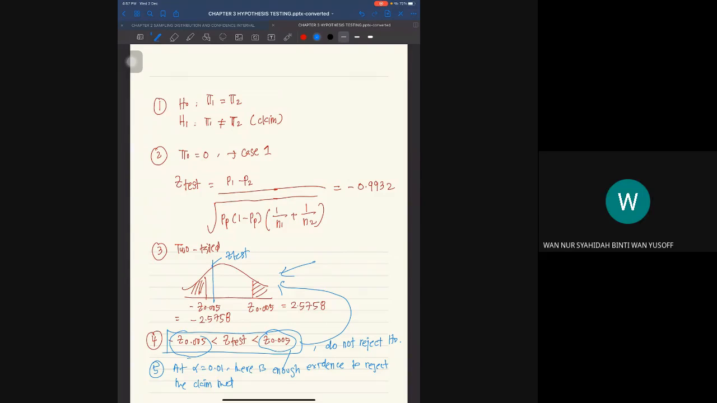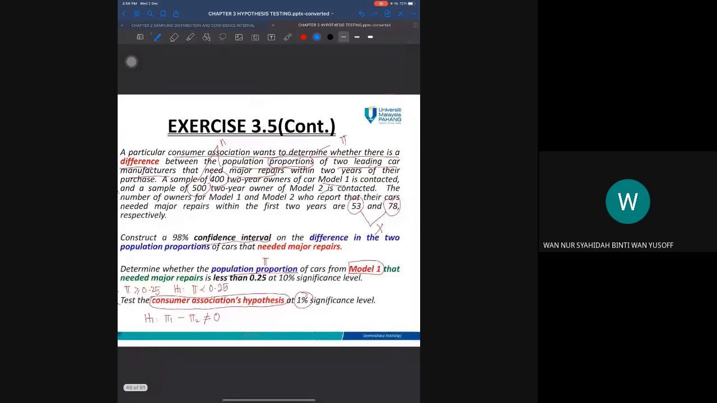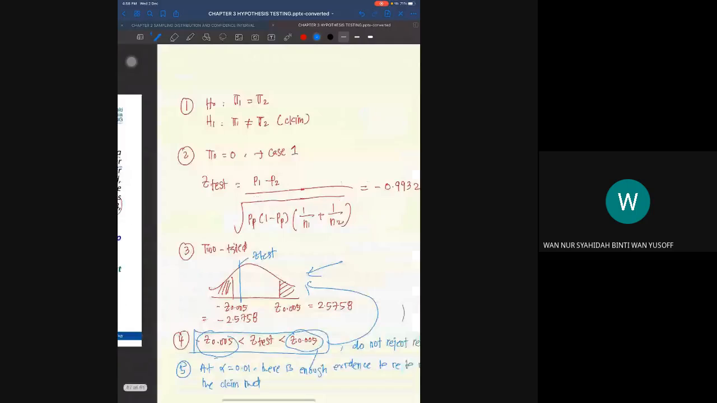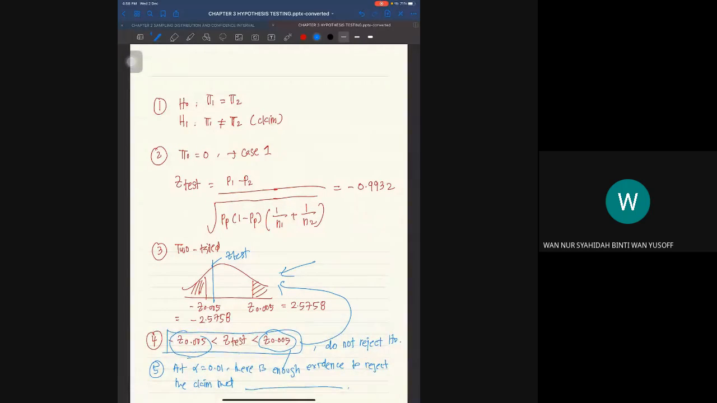Okay, to reject the claim that there's a difference, here you can just copy this one: there's a difference between the population proportion of the two leading car manufacturers that need major repairs. Any questions?